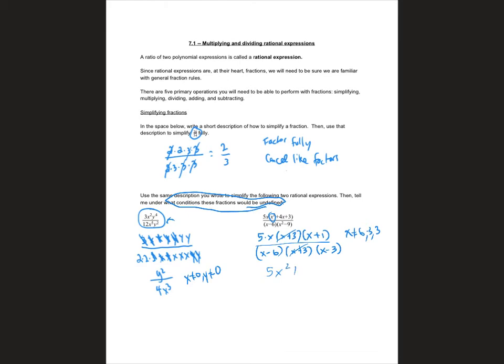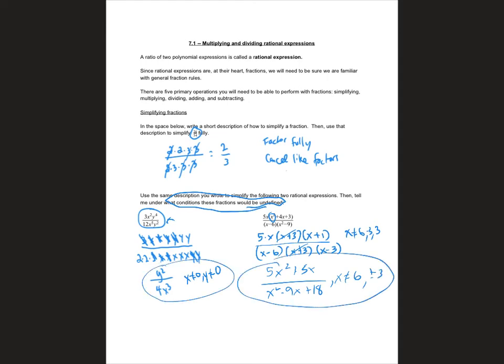So 5x squared plus 5x over x squared minus 9x plus 18. And that happens when x isn't 6 or 3 or -3. And that would be my answer there. Didn't circle this one, but I did now. So that's sort of like the first piece of this, is know how to factor fully. And then once you've factored, be able to say when it's undefined, and then cancel like factors.